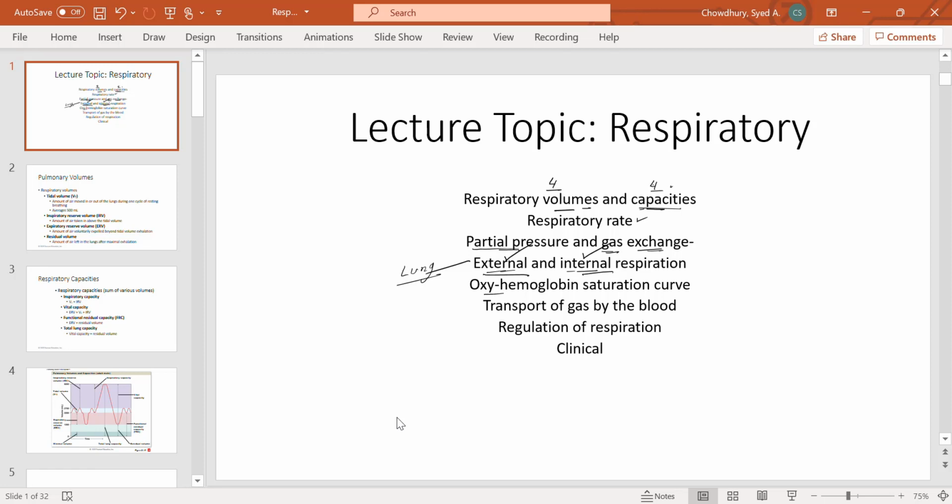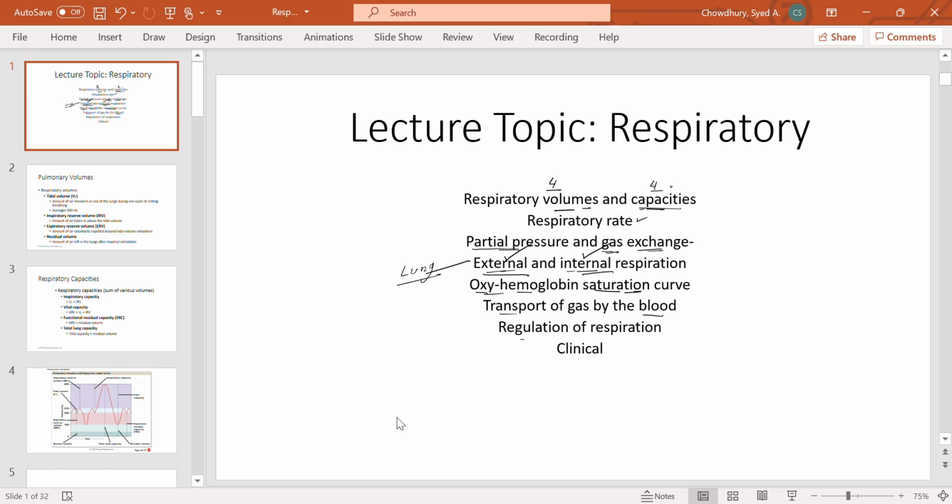Then we'll talk about oxyhemoglobin saturation curve. The pressure of oxygen and saturation means how much oxygen is taken by the hemoglobin or binding with the hemoglobin. That's the saturation. Okay, so the binding of oxygen with the hemoglobin, that's the saturation. Then we'll talk about the transport of gas by the blood. We know that blood transports the gases, oxygen and carbon dioxide. So we'll talk about that.